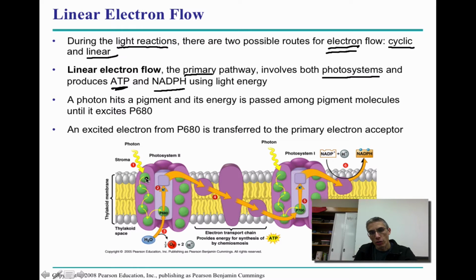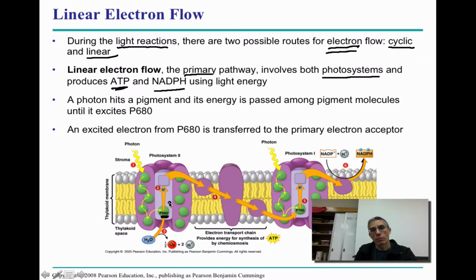Now remember that we don't have electrons actually being transferred from pigment to pigment. All we have is the energy, because those electrons are moving from a ground state to a more excited state. So a photon is going to hit a pigment, and its energy is going to be passed, as I had said, among pigment molecules. It's going to eventually excite a special pigment, and you can see that right down here, called P680. Now remember that P680 simply refers to the wavelength of light that that particular pigment will absorb.